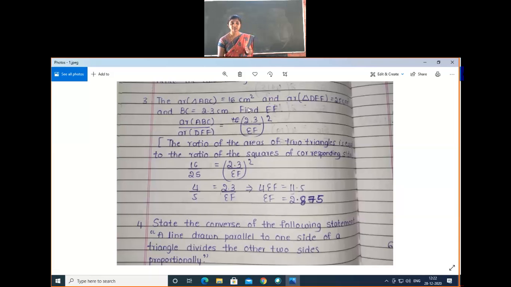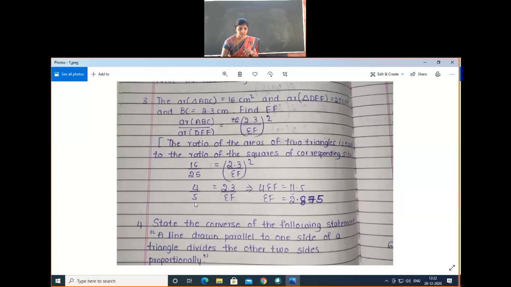Got the idea of this one now? Ratio of the squares of the corresponding sides. Here the area of ABC is 16, the area of DEF is 25, which is equal to BC side 2.3 over EF side, which is the only unknown, squared. Now we transfer the power 2 to this side, so it becomes the square root of 16 by 25. You all know 16 and 25 are perfect squares, so you will get 4 by 5.